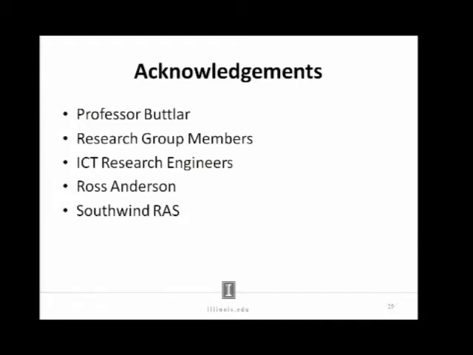Acknowledgements: Professor Butler, my supervisor, my research group members, and especially the ITT engineers, Jim, especially for help with that rotovap. And then Ross Anderson at the OMP and Southwind RAS for providing me with the RAS material. So that's it. Any questions?